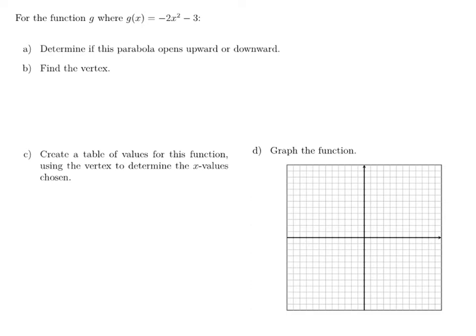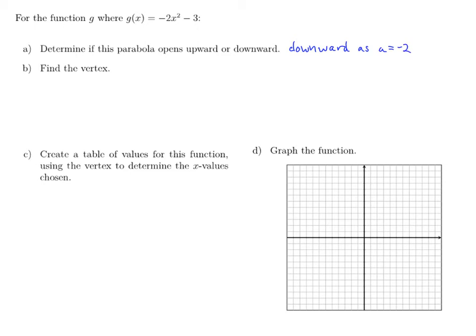In this example, we're given the function g, where g of x equals negative 2x squared minus 3, and our eventual goal is to sketch the graph of this quadratic function. To start, we'll determine if the parabola opens upward or downward. We can see, based on this formula, that the coefficient on x squared is negative 2, and so we know that this parabola will open downward, as that leading coefficient is negative. So we can state that it's downward as a, the leading coefficient, is negative 2.